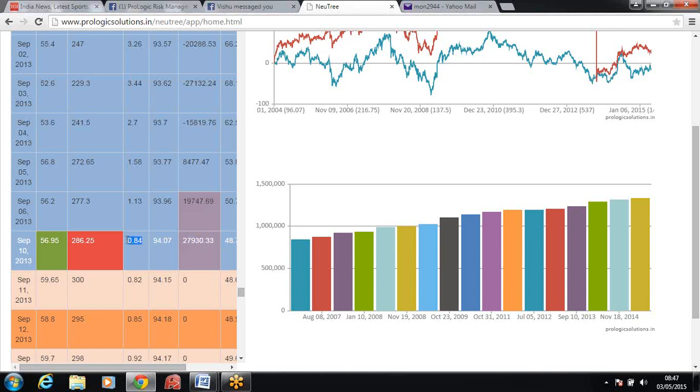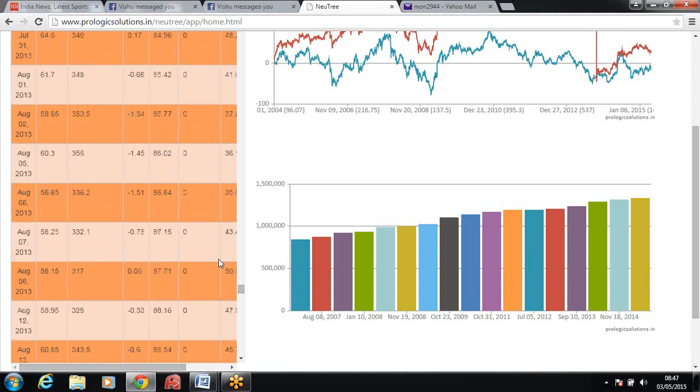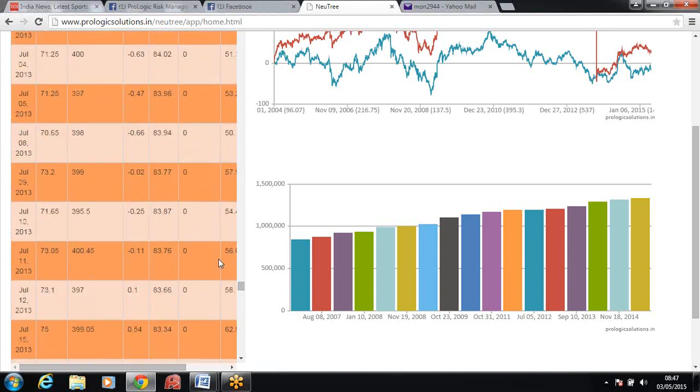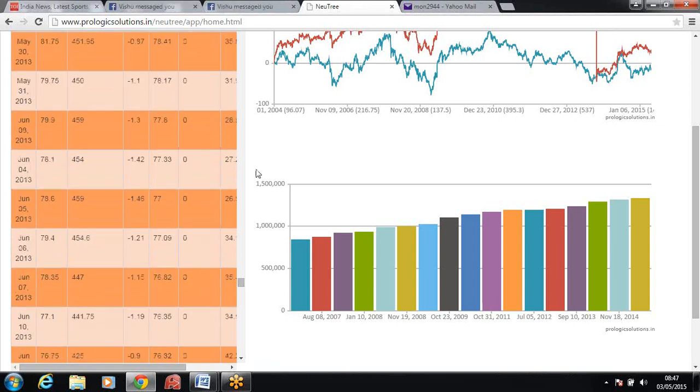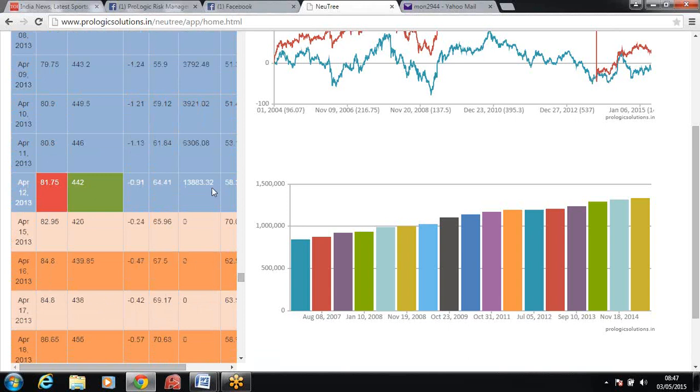And your z-score has come to 0.84. That's a wonderful trade. In 10 days, it has given you more than 20% returns. So you can have this strategy, where once you make 20% return on your particular investment, you exit that trade. So that was another trade.